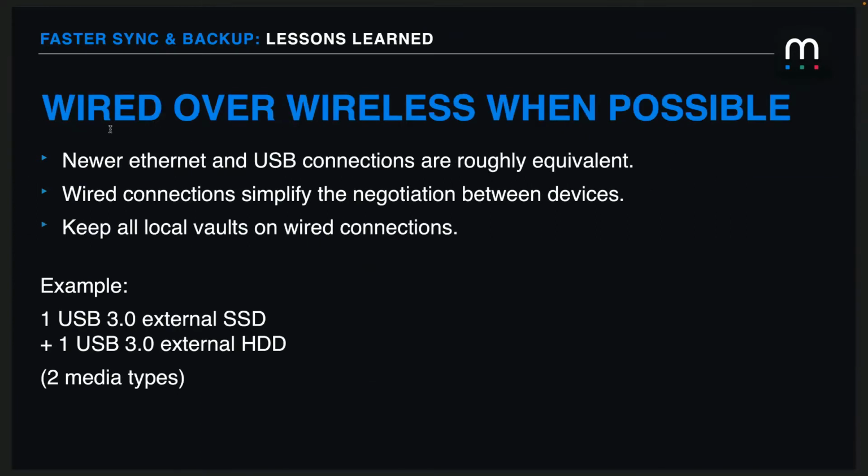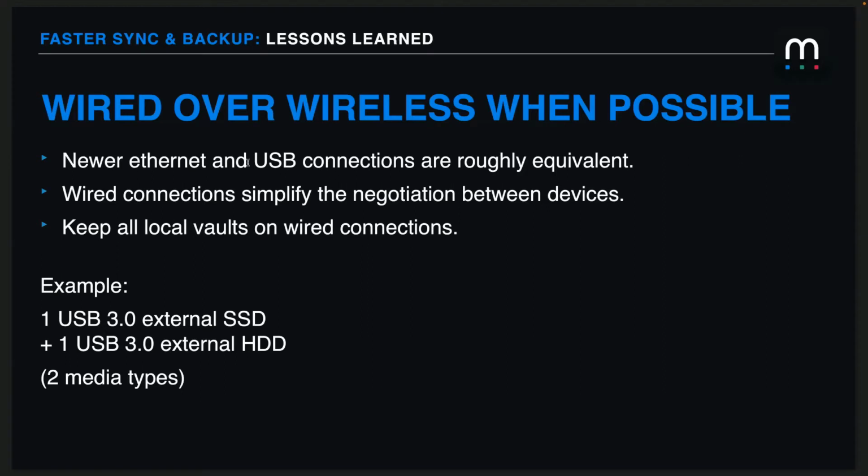Okay. So wired over wireless whenever possible. That's my next big learning. Newer Ethernet and newer USB connections are roughly equivalent today. It used to be that one was clearly faster than the other under certain circumstances, but in almost all cases now, they're all around, at least they claim to be around gigabit speed. So if you're on your local network and you're using a USB 3 device, or you're using a newer Ethernet cable with a newer router, then you're going to get roughly equivalent speeds.